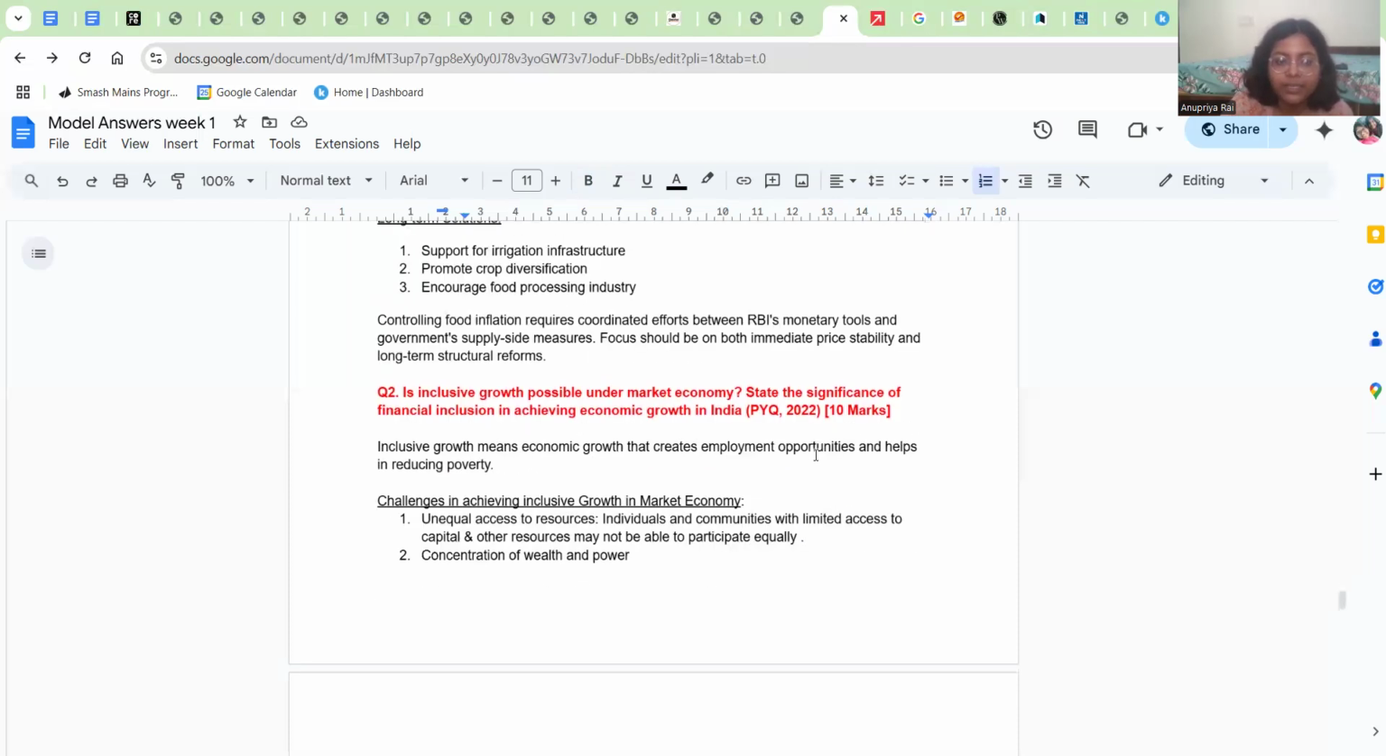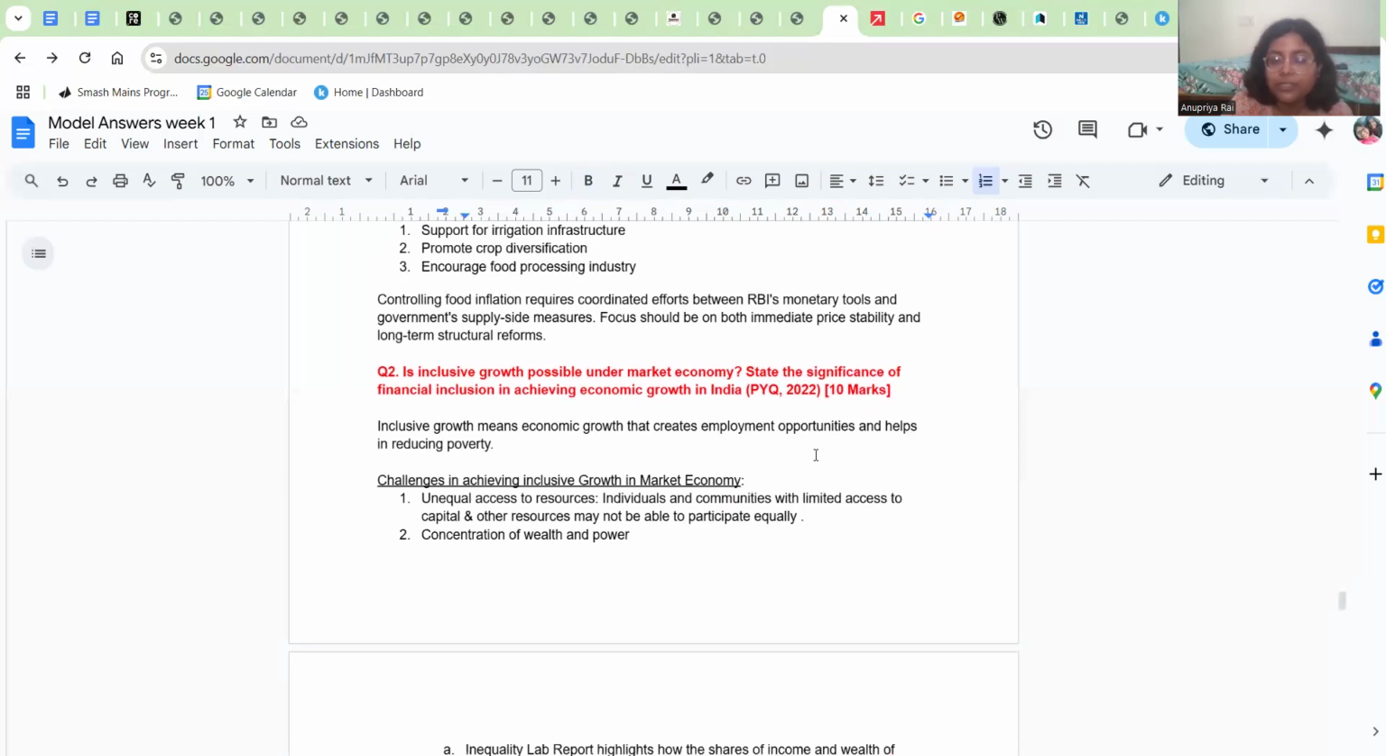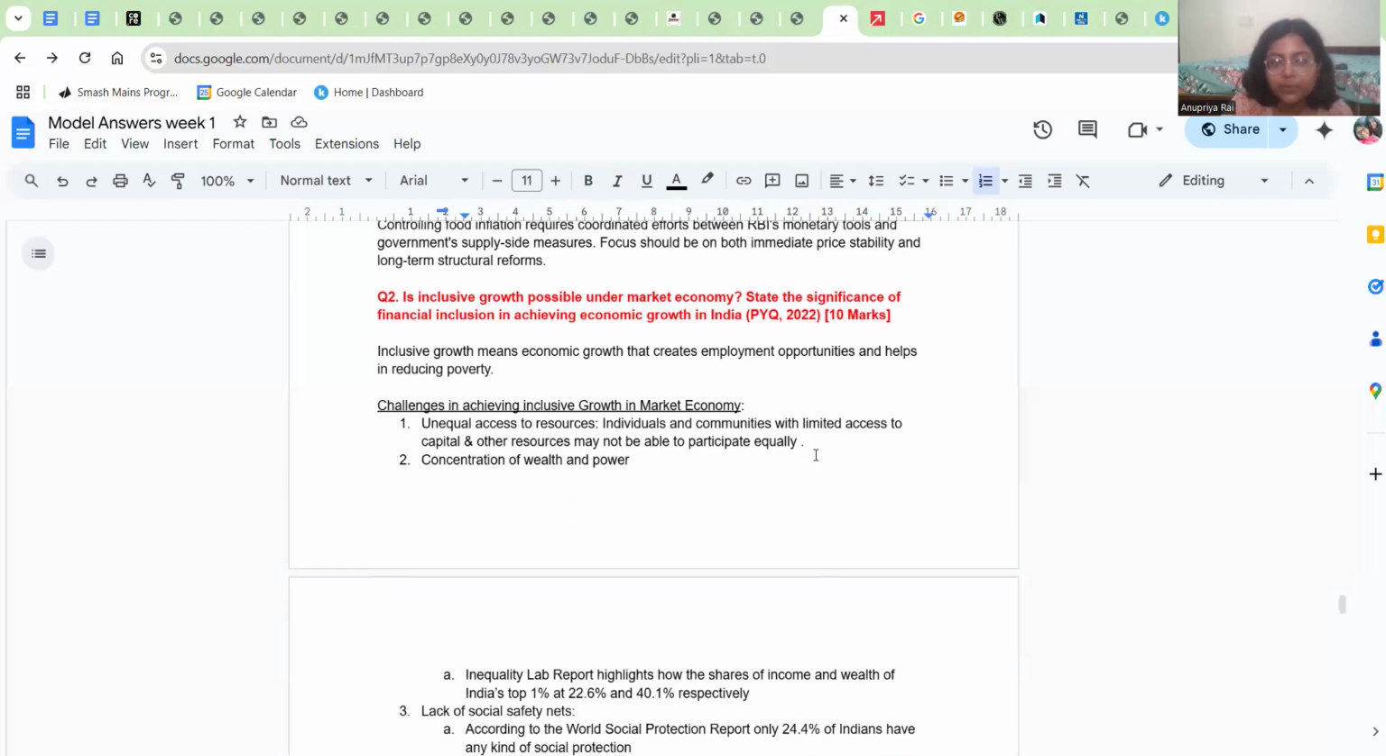Okay. And then controlling food inflation requires coordinated efforts between RBI's monetary policy tools and government supply side measure. So give that as a conclusion. The second question is on inclusive growth, which is one of the most favorite topic of UPSC. It has always been asking the same question in one way or another.